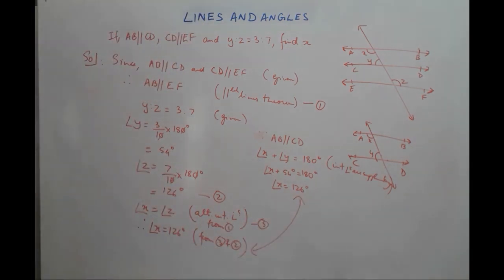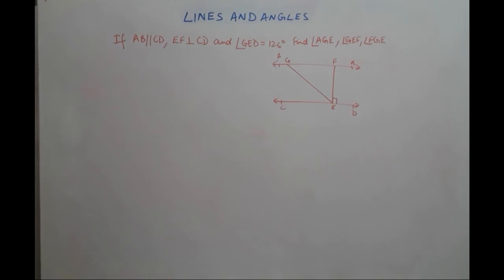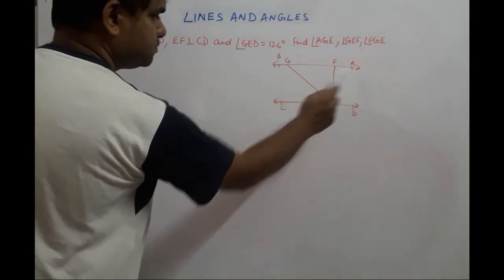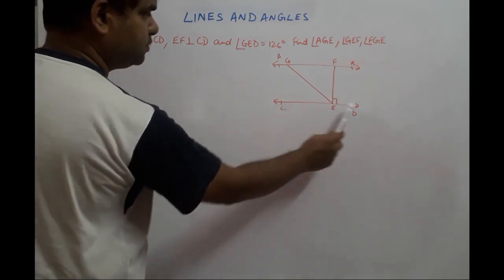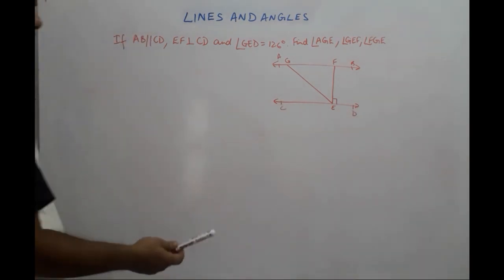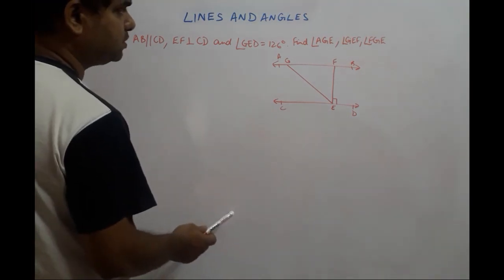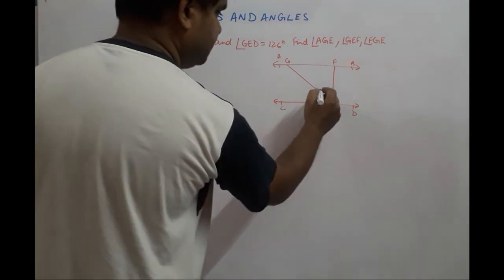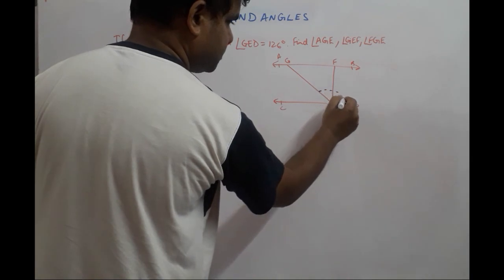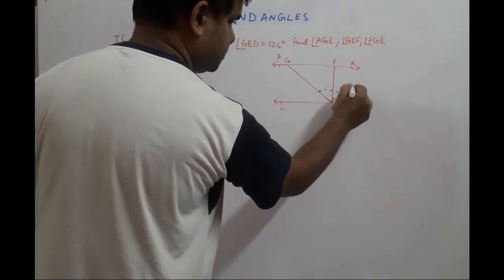Okay. So two ways of solving the same problem. It's how you use the approach. Okay, both ways are correct. Let's move to the next question. Our next problem says if AB is parallel to CD and EF is perpendicular to CD. Perpendicular means it is 90 degrees. And angle GED is equal to 126 degrees. So I'll just mark angle GED. So it's this big angle. This is 126 degrees.